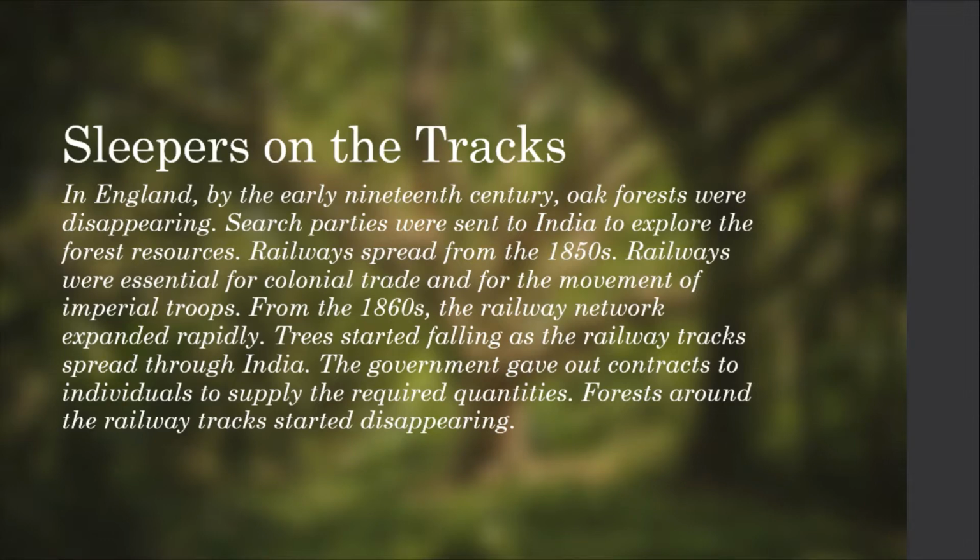From the 1860s, the railway network expanded rapidly. Trees started falling as the railway tracks spread through India. The government gave out contracts to individuals to supply the required quantities. Forests around the railway tracks started disappearing.